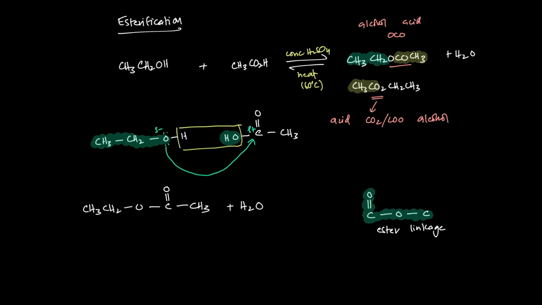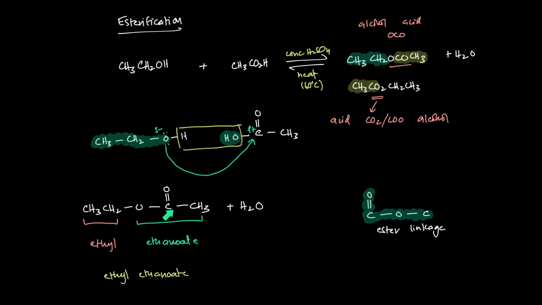Okay, now how do we name this ester? When you want to name an ester, you take the alcohol part. This group is called ethyl, and then you take this part over here, which is called ethanoate. So what's the name of this ester? Ethyl ethanoate.